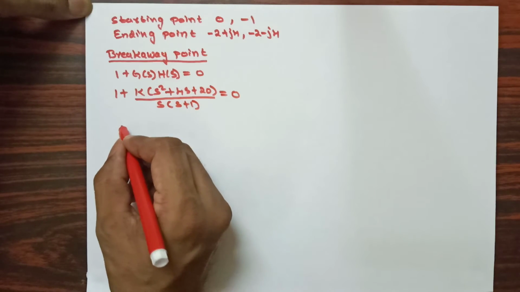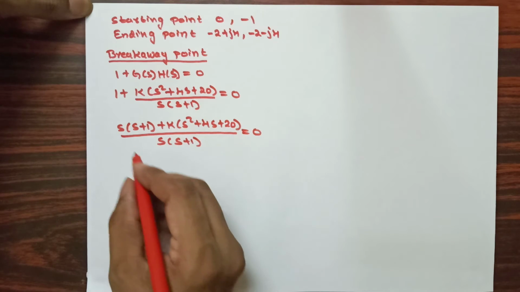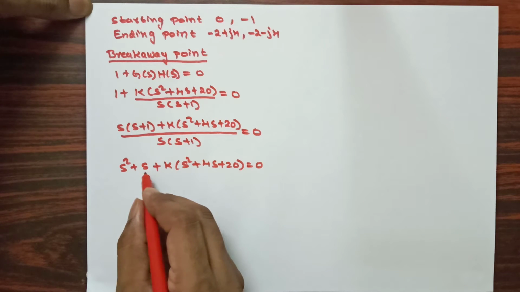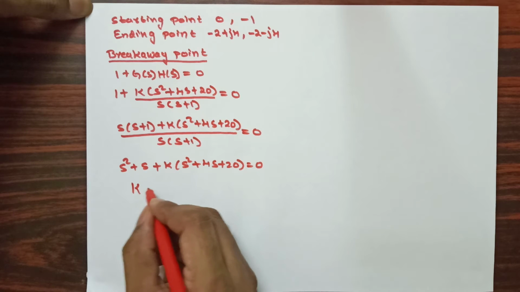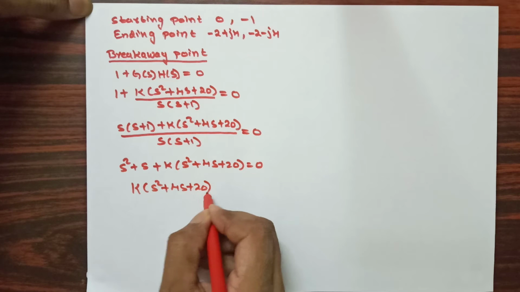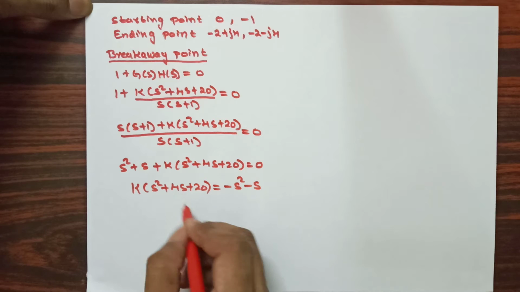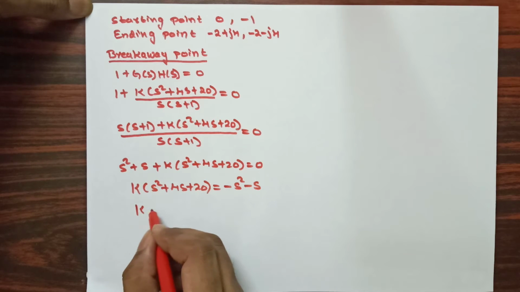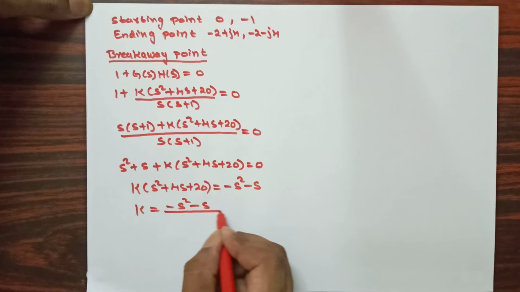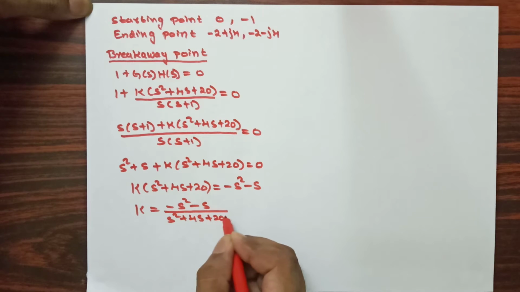So by taking LCM, we get s. Now this denominator term goes to the right hand side and becomes 0. Now here I take s squared plus s to the right hand side: K into (s squared plus 4s plus 20) is equal to minus s squared minus s. This term I will take to the denominator, then K is equal to (minus s squared minus s) divided by (s squared plus 4s plus 20).